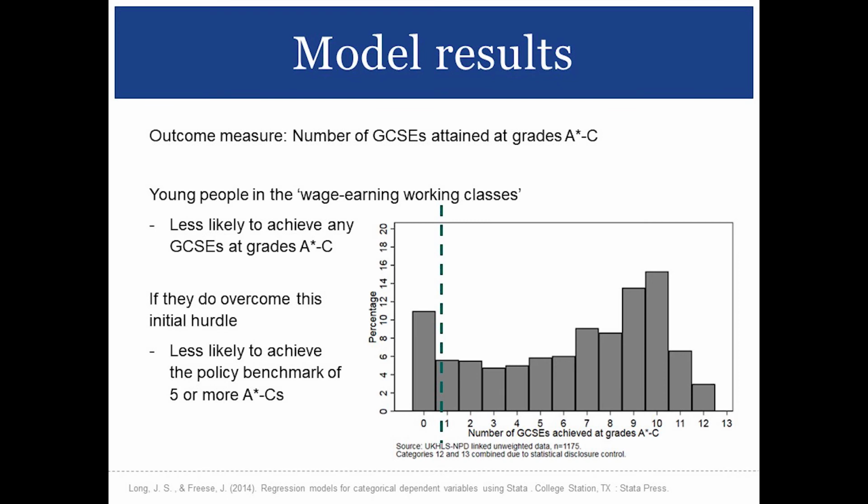So we run this model separately on the BHPS sample and Understanding Society sample, and the results are really, really similar. We find that young people in the less advantaged social class positions, and specifically we're talking about those in semi-routine and routine occupations, they are less likely to achieve any GCSEs at grades A star to C compared with their more advantaged peers. For those who do achieve at least 1 A star to C, they are then less likely to achieve as many GCSEs at grades A star to C than their more advantaged peers. And in particular, we find that they struggle to achieve the policy benchmark of 5 or more A star to Cs.